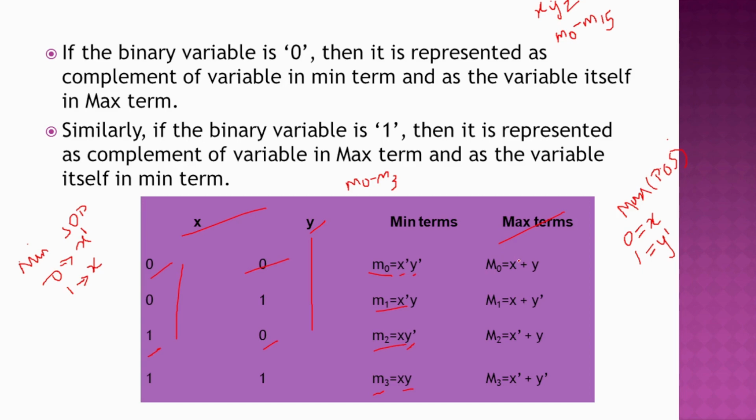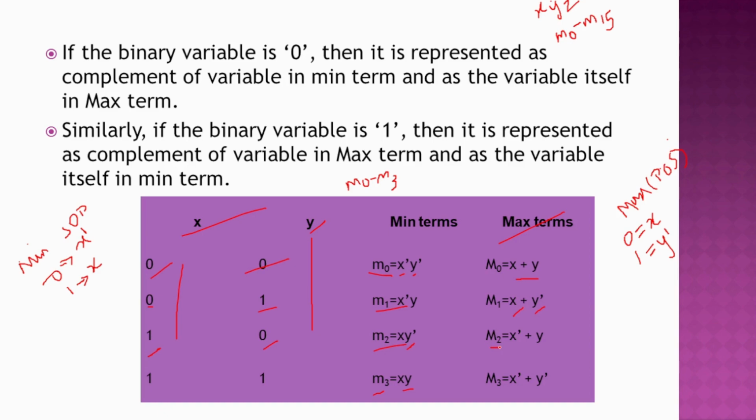And for Maxterm, it is the opposite rule of minterms. M0 is written as 0 0, x value is 0, y value is 0, so you need to write x plus y. M1 is written as 0 and 1. 0 is written in Maxterm as that variable itself, and 1 is represented with the complement of the variable, that is M1 is written as x plus y dash.